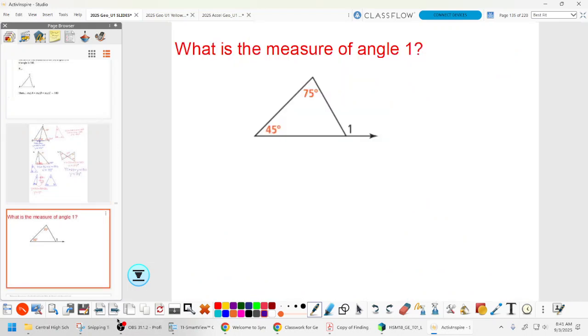How about this? Measure of angle 1. By the way, this is, I think, our first look at a numbered angle rather than a letter angle. So just know that sometimes we will put a number inside of an angle instead of a letter. And it's fine. It's just a different way of naming. So what is the measure of angle 1? How do we find that?